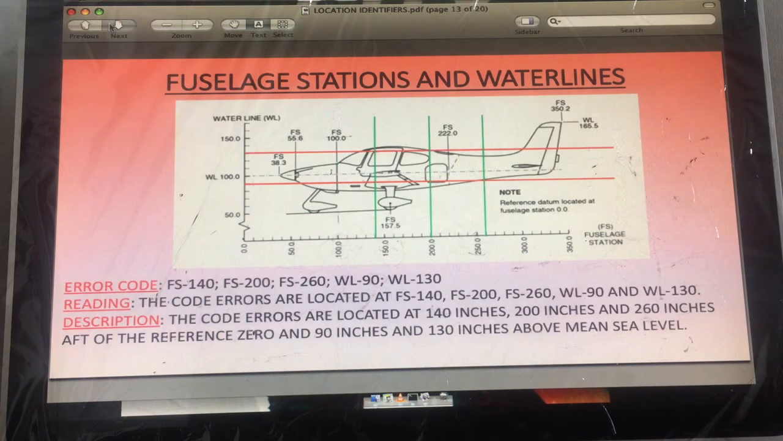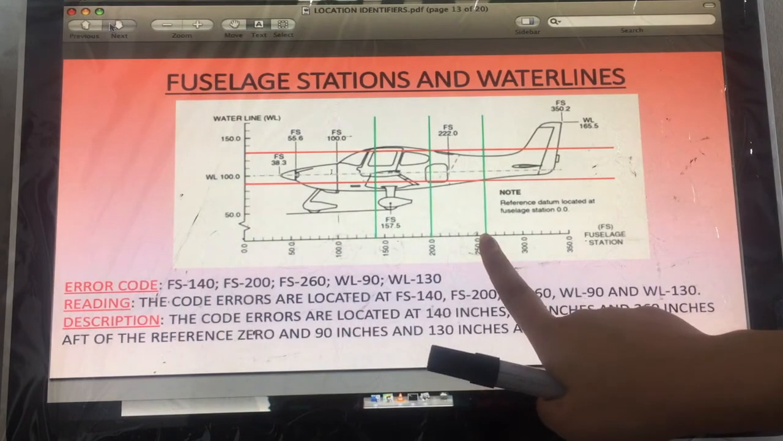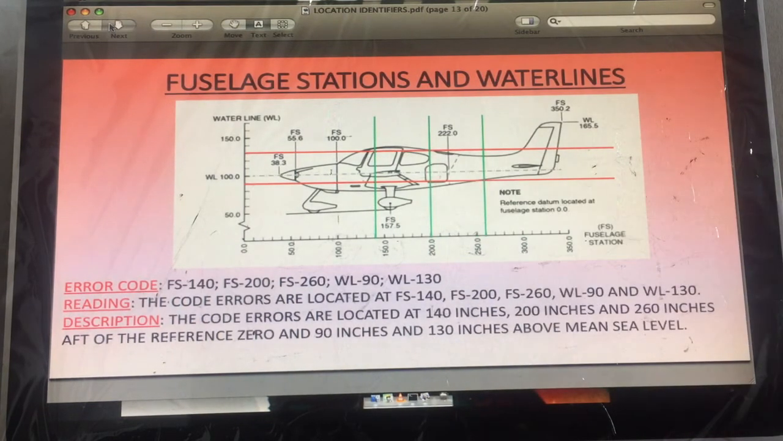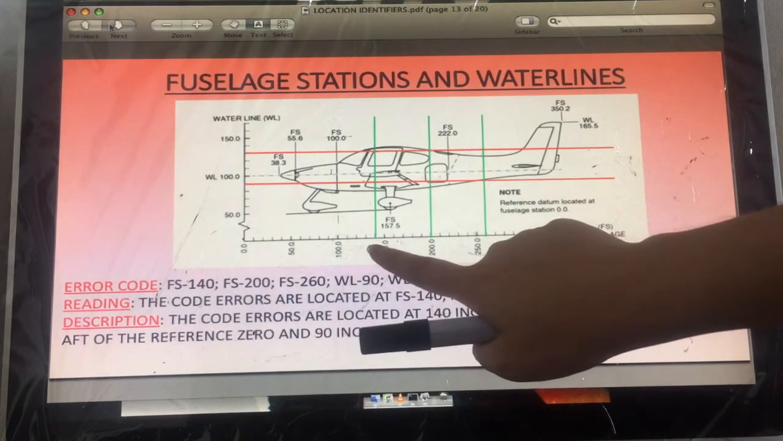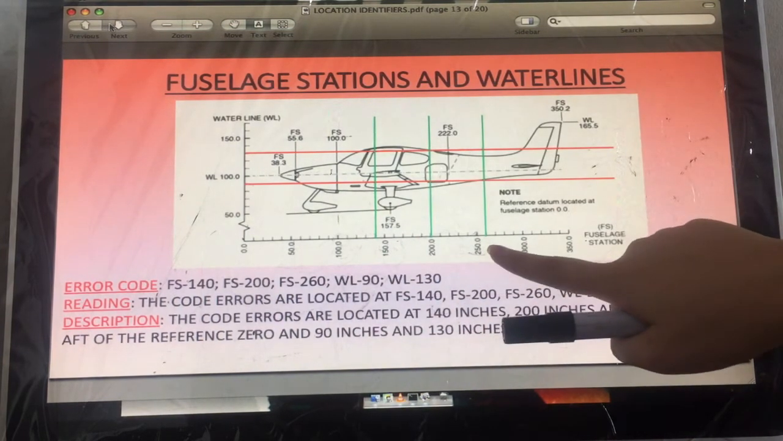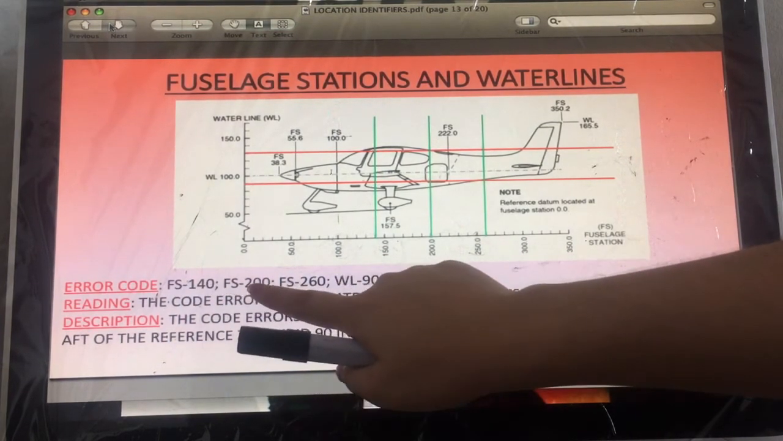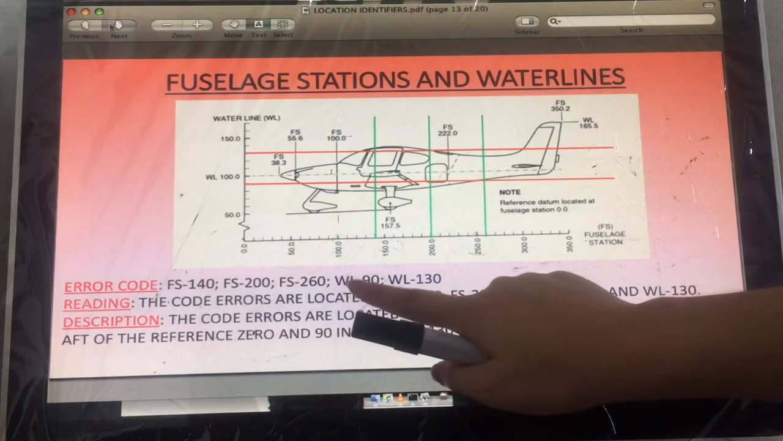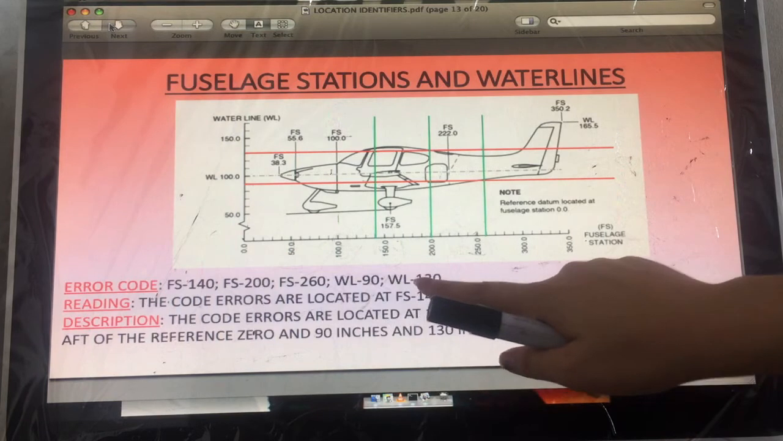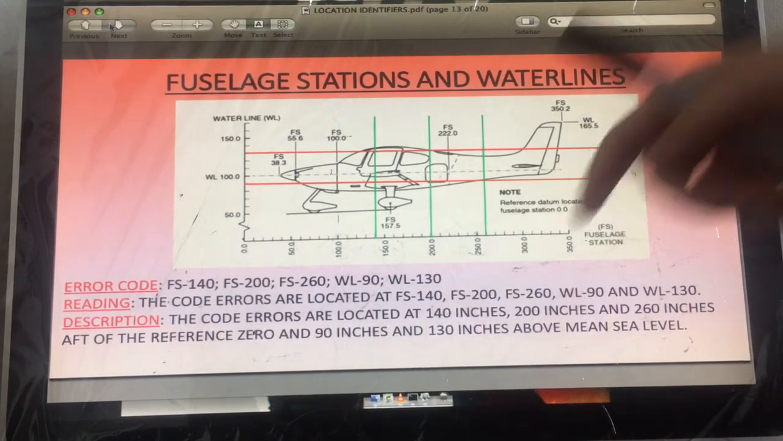Another example, last example for fuselage station and water lines. So this is the graph. We have 3 errors for fuselage station and 2 errors for the water line. So unahin syempre ang fuselage station. So we have 140, 200, and 260. So it's FS-140 semicolon, FS-200 semicolon, FS-260 semicolon, WL-90 semicolon, and WL-130. So ito yun, yung dalawang horizontal line for water lines.